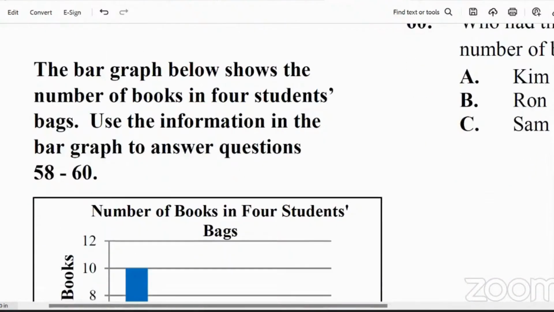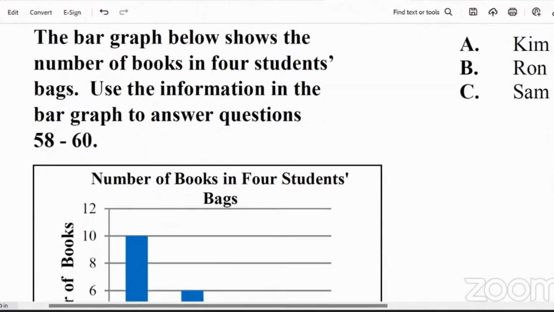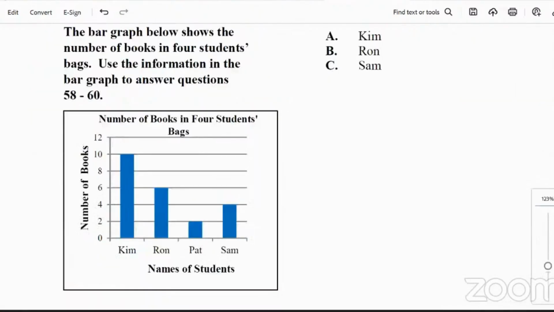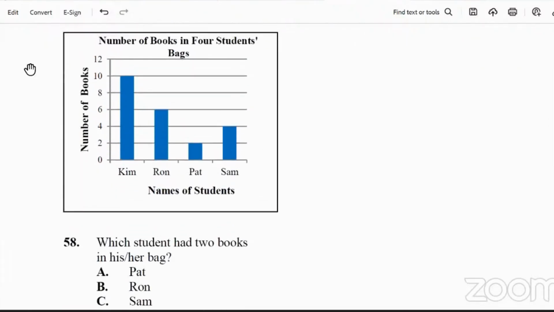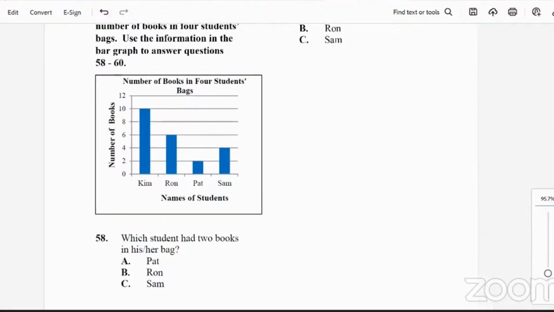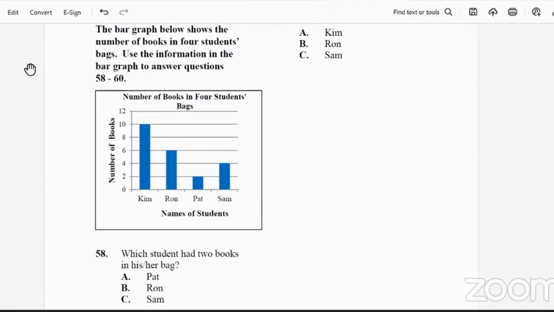Question 58. The bar graph below. Oh, let me do it a little bit smaller. Let me see what's going on here. Okay. So the bar graph, I have to make it a little bit smaller. The bar graph below shows the number of books in 4 students' bags. Use the information in the bar graph to answer questions 58 to 60. So we're going to be answering the questions that are left. These are the final questions for this paper.